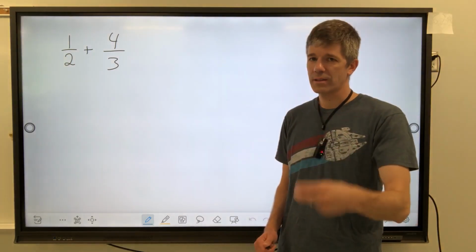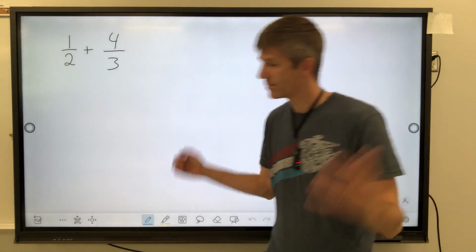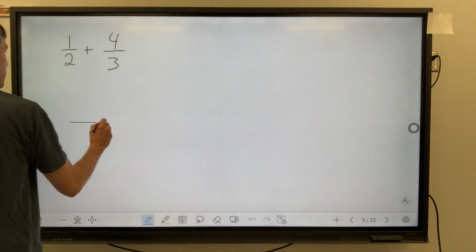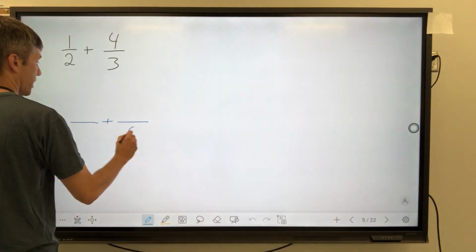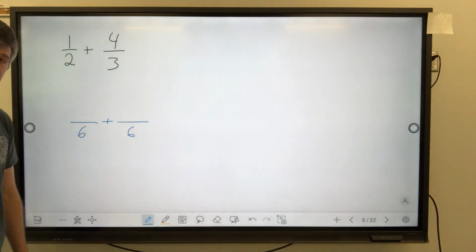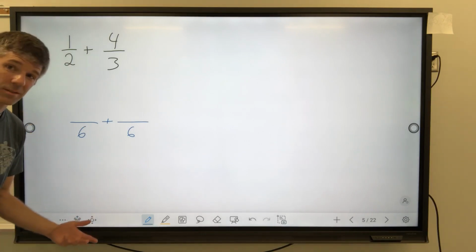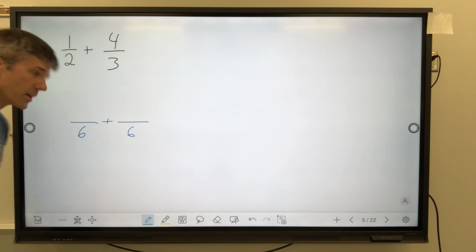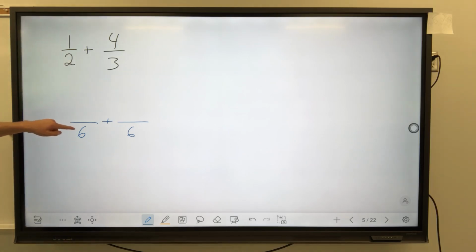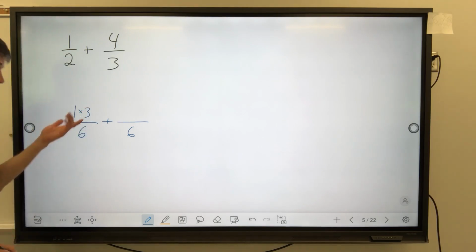What is the smallest thing that 2 and 3 both go into? 6. So turn every fraction into a fraction that has a denominator of 6. So then you ask yourself, okay, how am I going to do that? What did I do to change a 2 into a 6? I tripled it. So 2 times 3 gave me 6. So 1 times 3 is going to give me 3 in the numerator.